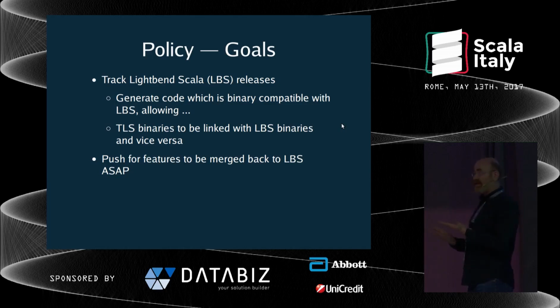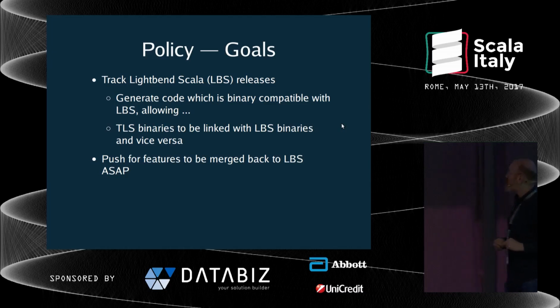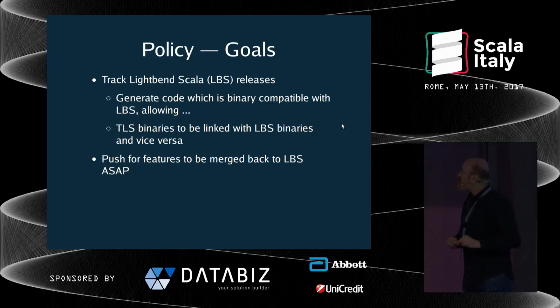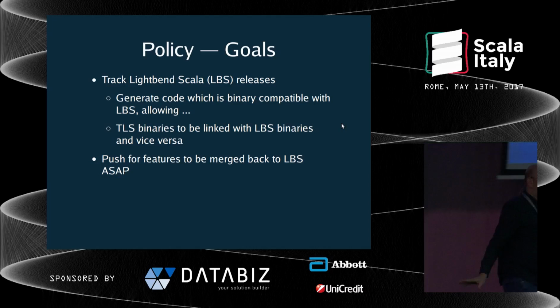And that means that, with some caveats, you can cross-link type-level Scala binaries with Lightbend Scala binaries and vice versa. And then obviously we want to aggressively push for features to be merged back into Lightbend Scala as soon as possible. The caveats are that where type-level Scala introduces new concrete types, if you have a dependency on one of those because you're using one of them, then you have to link against a type-level Scala library jar. An example of that would be one of the new annotations that's been introduced in type-level Scala. But if you don't use it, that's not a problem.